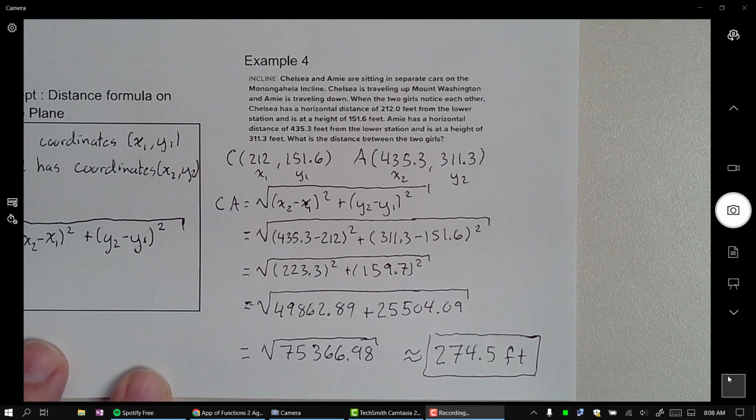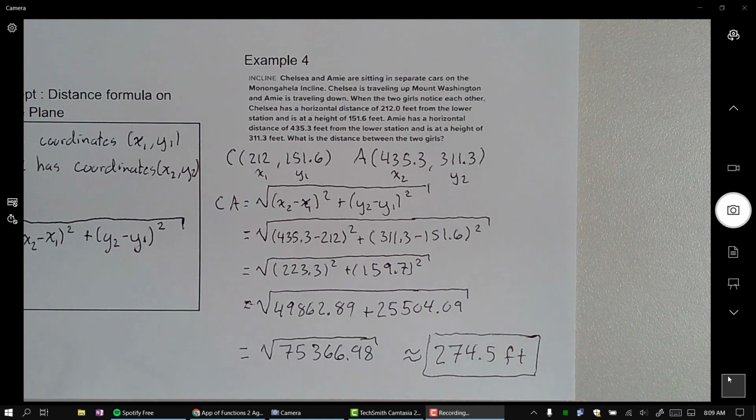So this is how we work with distance using a number line and how we work with distance using a coordinate plane.